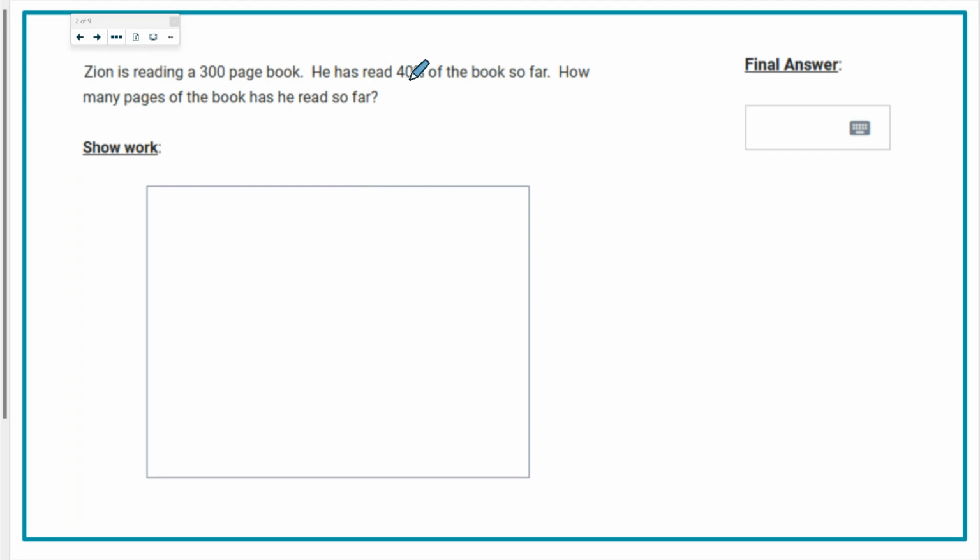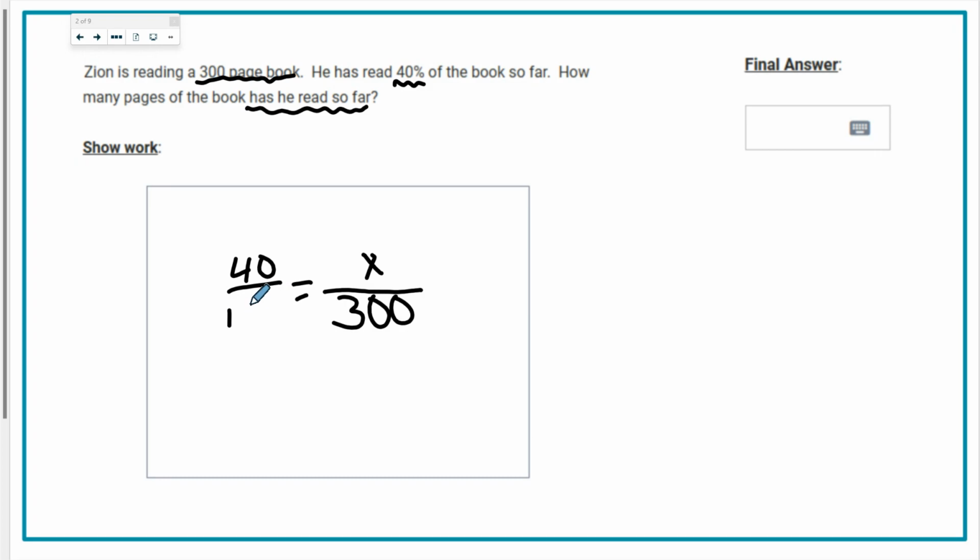All right, let's get this started. Let's pick out our information here. We know that his book is 300 pages. So that's going to go on the bottom because that is the total pages in the book. We are just looking for the pages that he has read, so we're going to be looking for the part. We know that he has read 40%. We know that all percents go over 100.